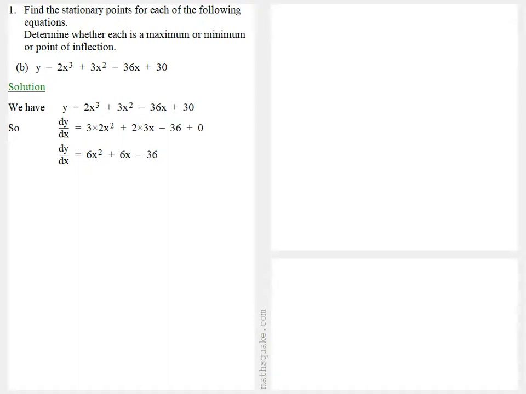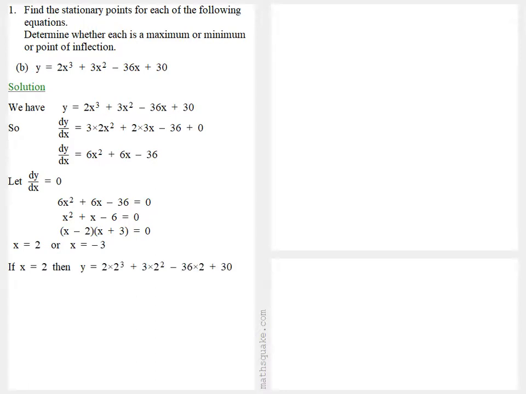Now to find the stationary points we want where the gradient is 0, so let dy by dx equals 0, in which case 6x squared plus 6x minus 36 equals 0. Now we can divide all the way through by 6. So x squared plus x minus 6 equals 0. And we can factorise that. We want two numbers that add to make 1 and multiply to make minus 6. So that is (x minus 2)(x plus 3) equals 0, which means x is 2 or x is equal to minus 3. So we have stationary points at x is 2 or minus 3.